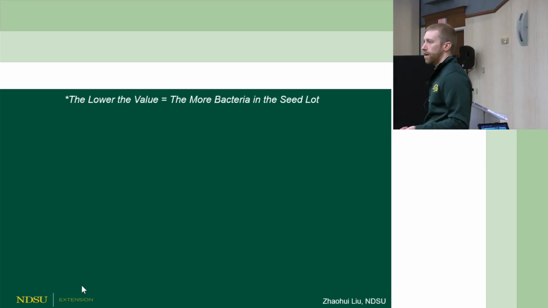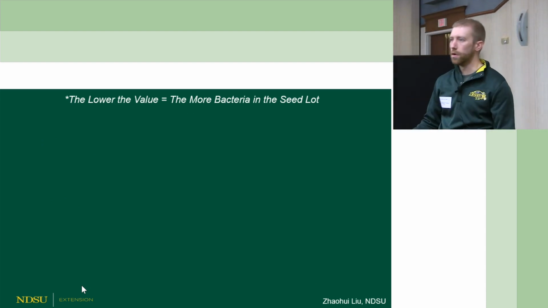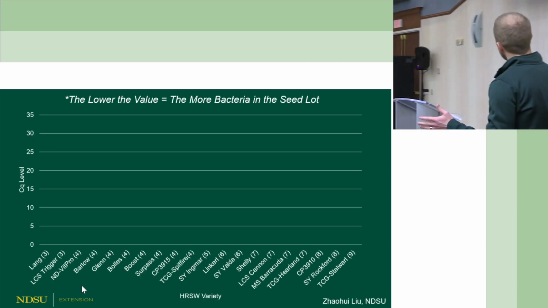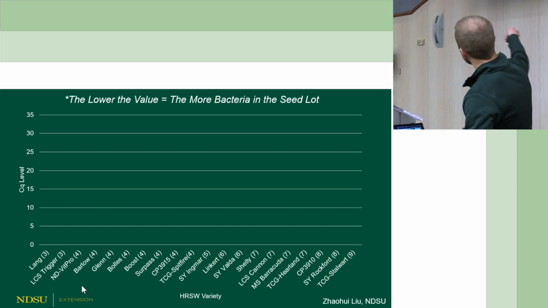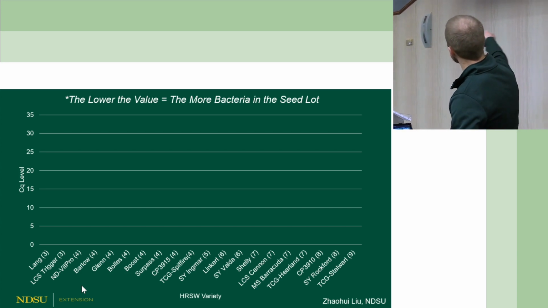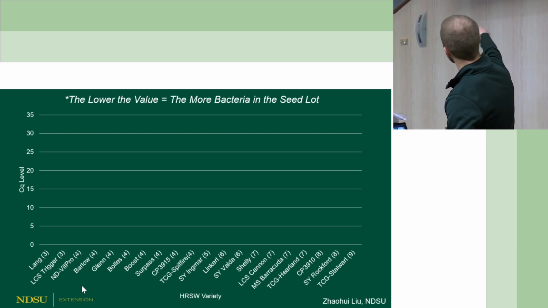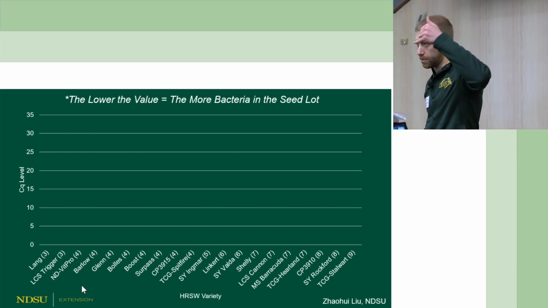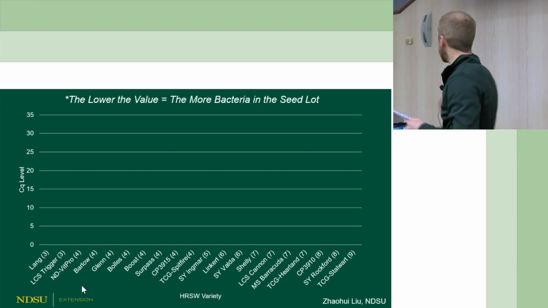And he was able to find that you can detect xanthomonas, or the bacterium, in seed lots. And just to explain what this looks like, pulling a table from some of his results, the key thing to remember is the lower the value, the more bacteria. So a little bit inverse on this, right? So the lower the value, the more bacteria.